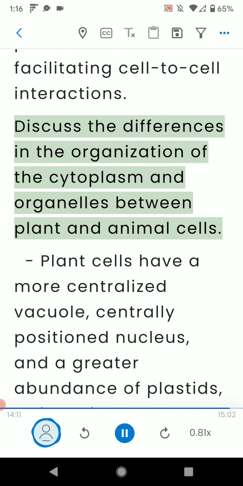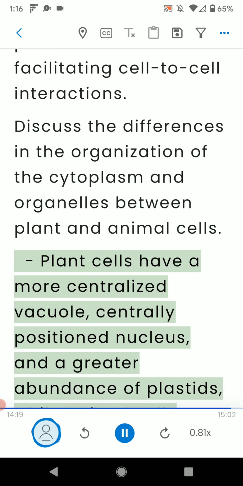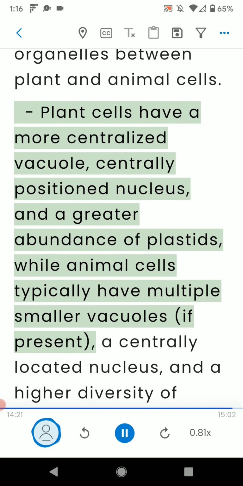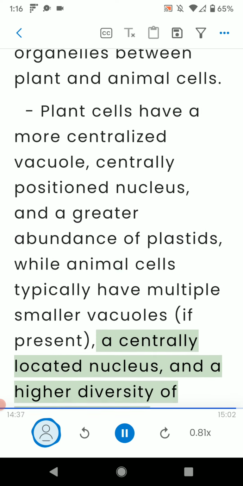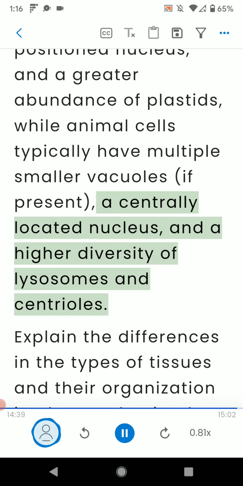Discuss the differences in the organization of the cytoplasm and organelles between plant and animal cells. Plant cells have a more centralized vacuole, centrally positioned nucleus, and a greater abundance of plastids, while animal cells typically have multiple smaller vacuoles, a centrally located nucleus, and a higher diversity of lysosomes and centrioles.